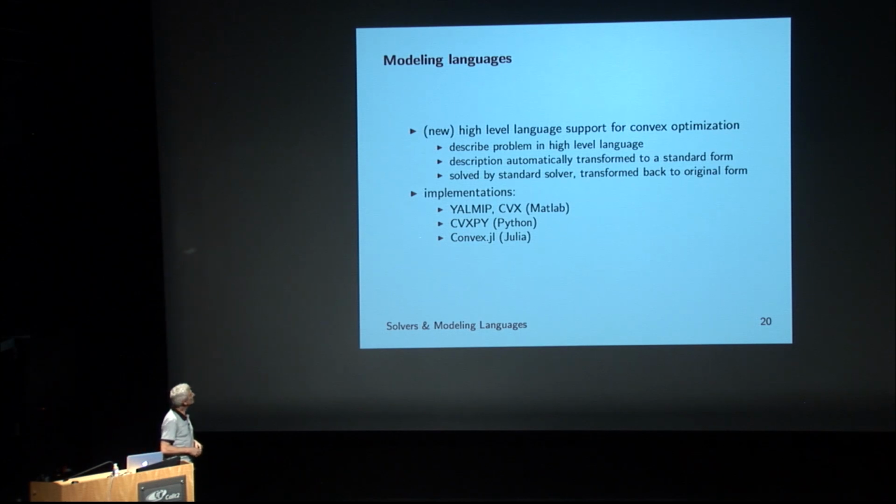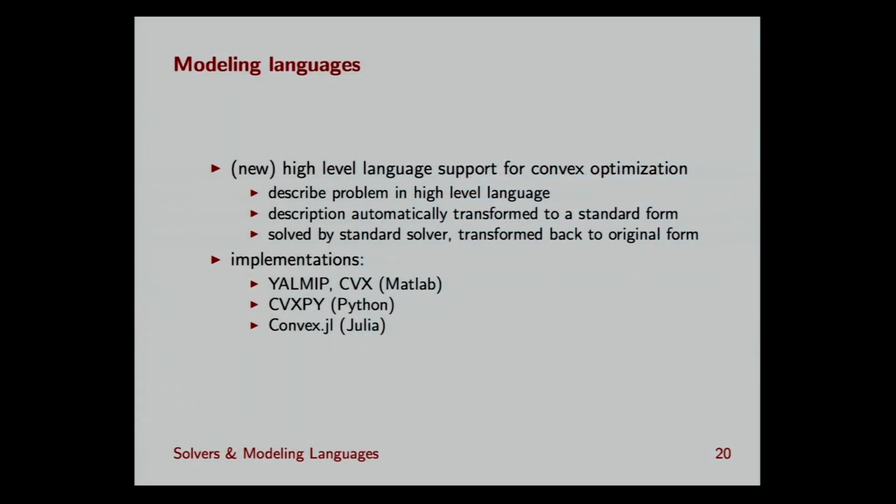Okay. Now let me say a little bit about modeling languages. So the idea is you have a high-level language that supports doing this optimization, right? And so you'll describe the problem in a high-level language, and then that'll be automatically transformed to some standard form. And then you'll have a standard solver that will solve that. And transform the answer back, right? So there's implementations of these things in YALMIP was the first one. CVX, maybe a bunch of you have used. CVXPY, in Python, and something in Julia.